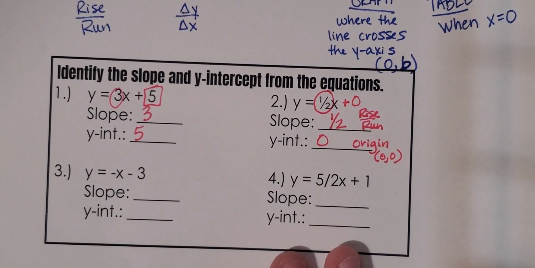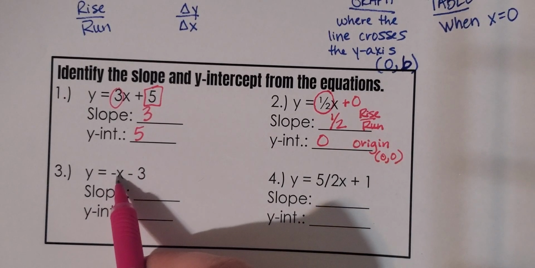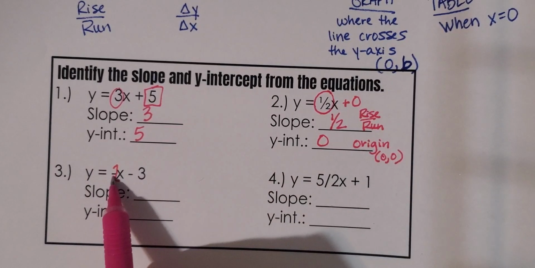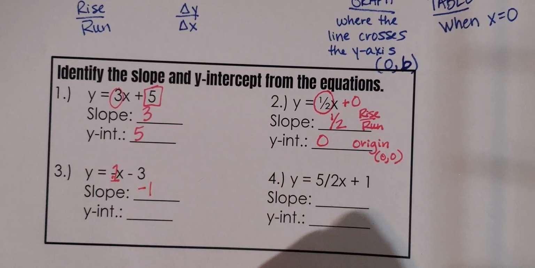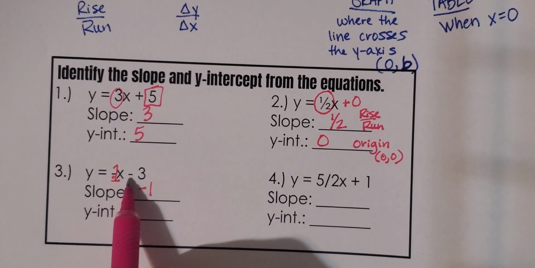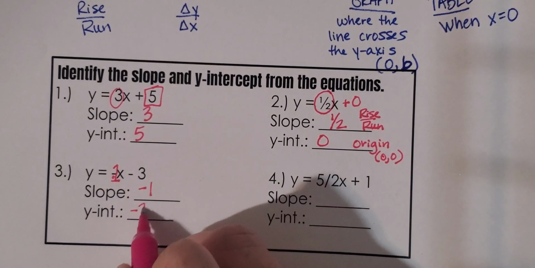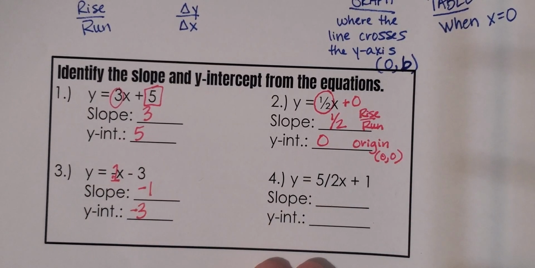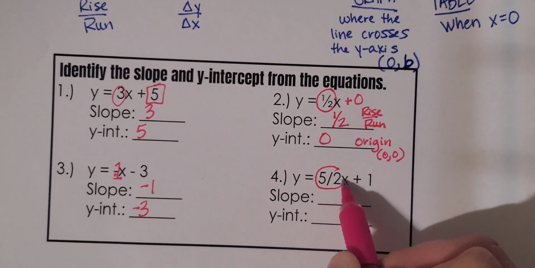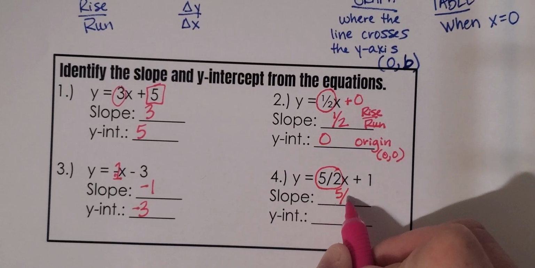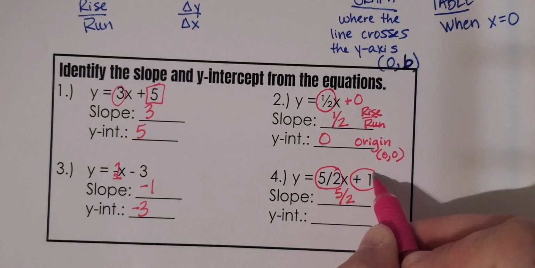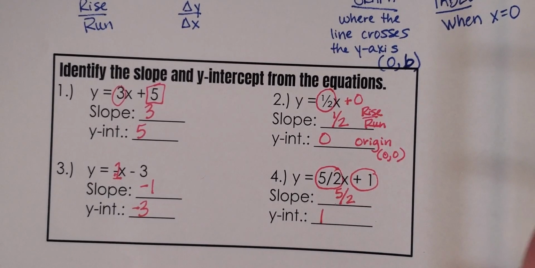On number 3, since there's not a number out in front of this x, there's always an invisible 1. And since there's a negative sign, that means my slope would be -1. And my y-intercept is this 3, but looking at the sign in front of that 3, I know that has to be -3. On number 4, the number in front of my x is 5/2. Remember that having an improper fraction is okay. And then my y-intercept is going to be at 1 on the y-axis.